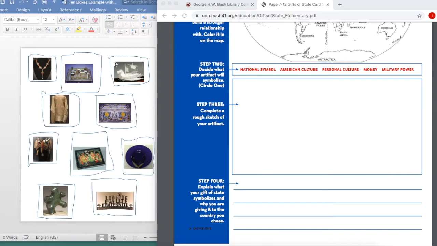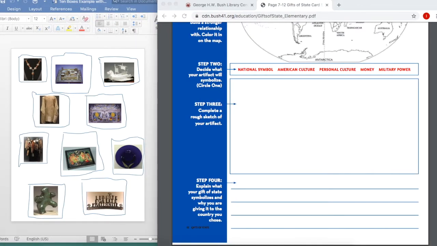We looked at gifts of state that President Bush received during his presidency and that are now at the George H.W. Bush Presidential Library and Museum, where they are kept safe on behalf of the people of the United States. After that, you designed, or are designing, and making your own gift of state for a country of your choice.